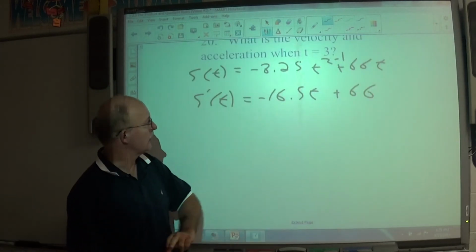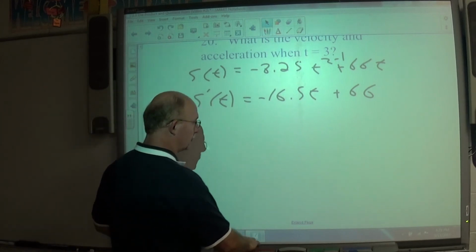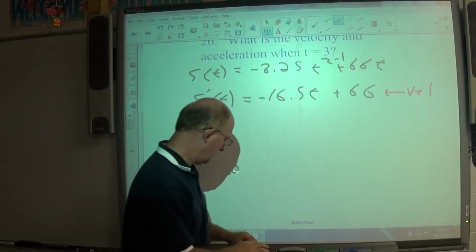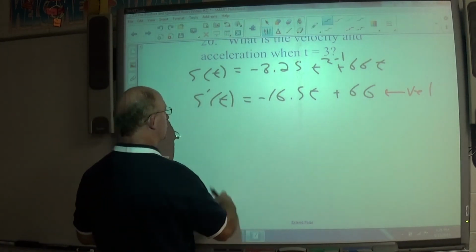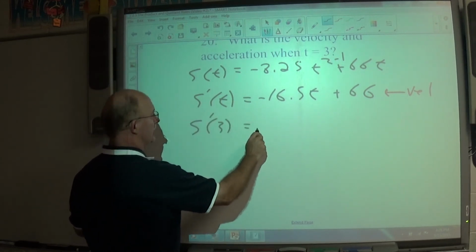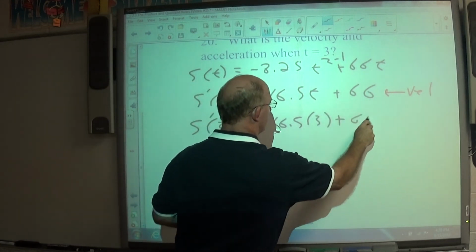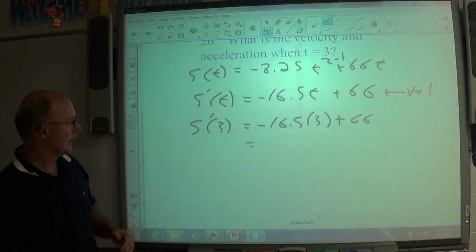All right, now let's see. So come on up here. Now we're looking for this is our velocity here. So this here describes our velocity. Right. Now, at t equals 3 seconds, let's substitute 3 in for t. So s prime at 3 would be negative 16.5 times 3 plus 66. And let me grab my calculator again. Okay, let's see what we get here.